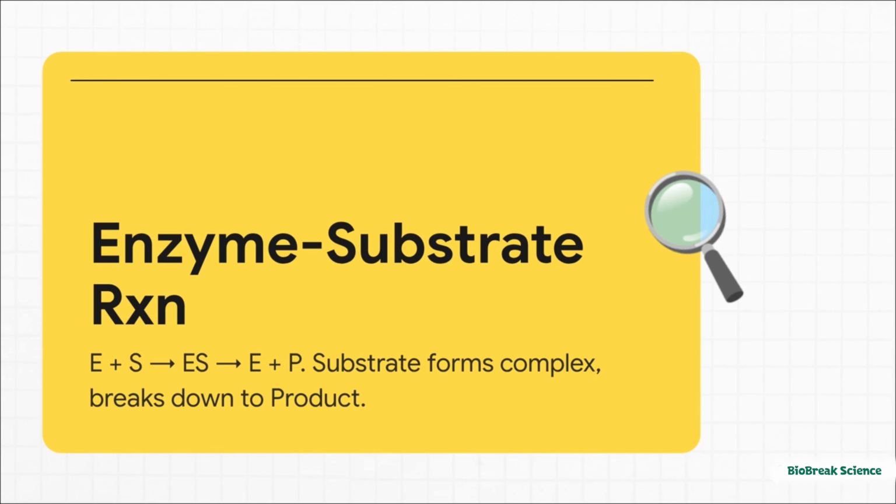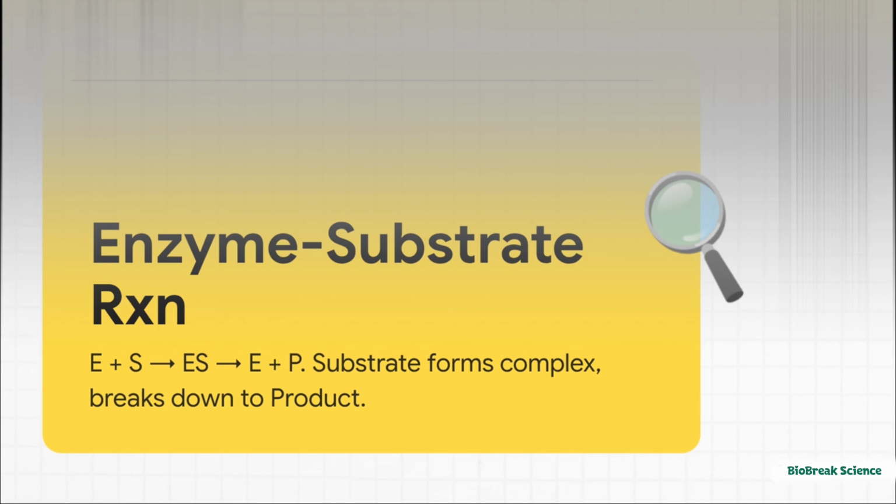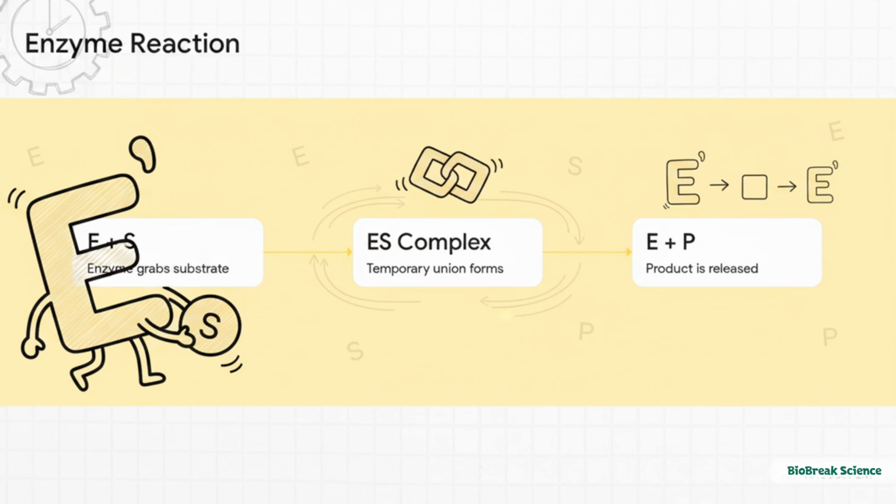The enzyme, which we represent with an E, plus the substrate, S. And remember, the substrate is just the specific molecule the enzyme works on. They come together to form what's called an enzyme-substrate complex, or ES. Once they are locked together, the enzyme does its catalytic job, and that complex breaks down into the free enzyme, E, and your finished product, P.